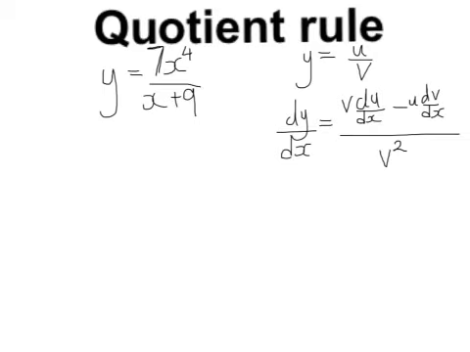Now it's really important in this situation to remember to put v first with the derivative of u. The way to remember this is v for victory. If you're going to be the winner, you're going to start with v for victory, and that's how you're going to start this.